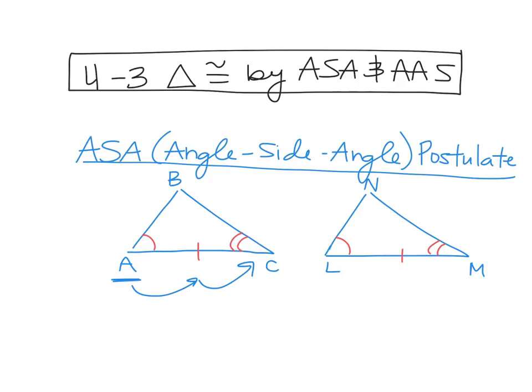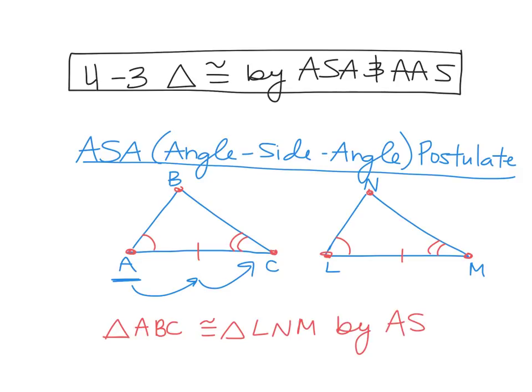Can you tell me the congruent statement here? Triangle what is congruent to triangle what? Triangle ABC is congruent to triangle LNM. ABC, so from a single arc to no arc to a double arc, has to go from a single arc, L, to no arc, N, to a double arc, M. Okay? So we would say triangle ABC is congruent to triangle LNM by angle, side, angle. Okay?